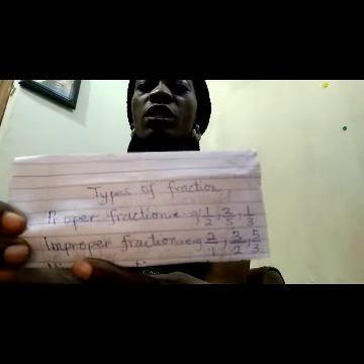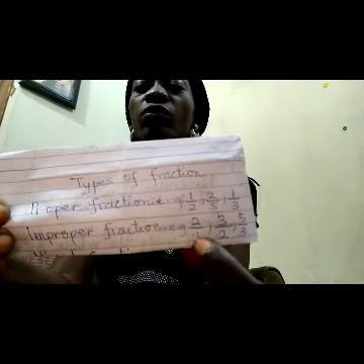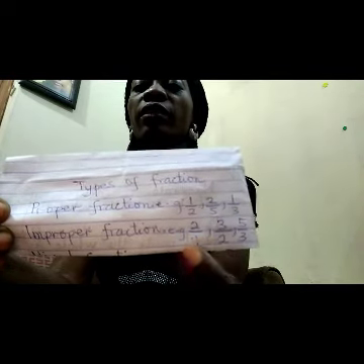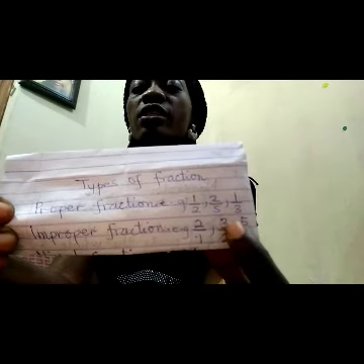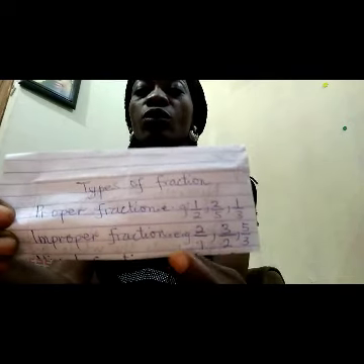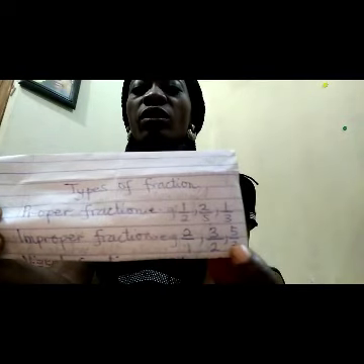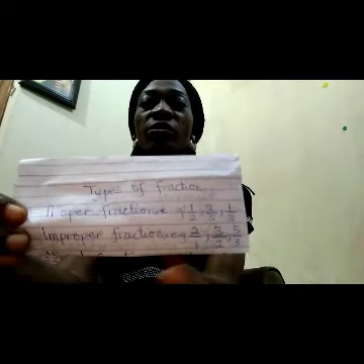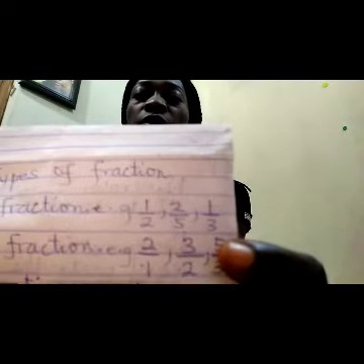The next one is improper fractions. You can see 2/1. You can see the numerator is bigger than the denominator. So these are improper fractions. When you see a proper fraction and an improper fraction, I know you'll be able to differentiate between them very well. Okay? So this is where I come to the end of the class for today.